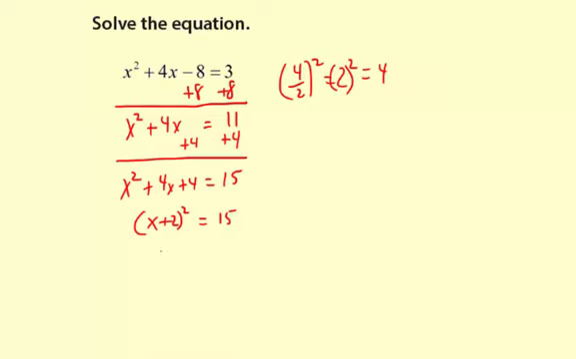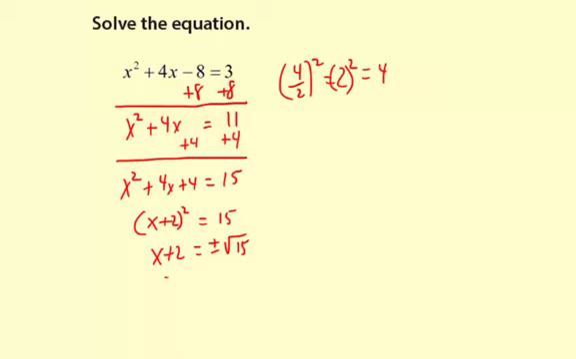The square root of x plus 2 squared is simply x plus 2. And we're going to have the plus or minus square root of 15. And remember, you need the plus or minus to account for both possibilities, whether you have negative square root 15 or positive square root 15.